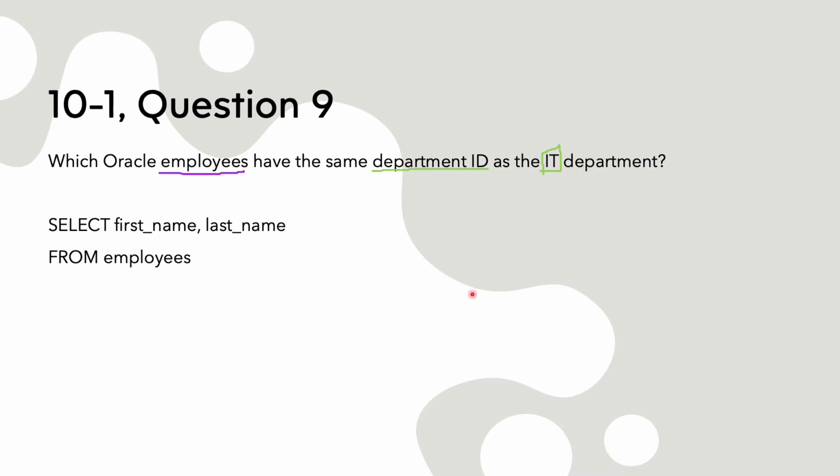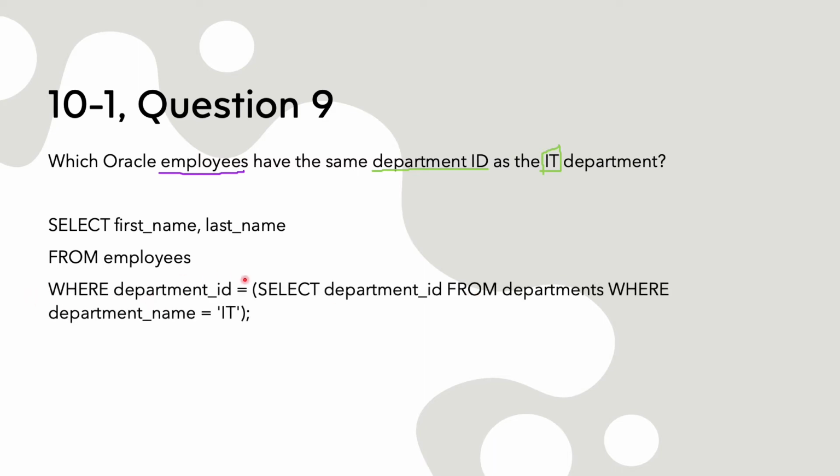And so for our where statement, we're going to have where department ID is equal to our subquery. And again, our subquery is going in parentheses, but then it has the same structure as a regular SQL query. And we're going to be selecting the department ID from the departments table. And we want to only select the department ID that is the same as the IT department ID.